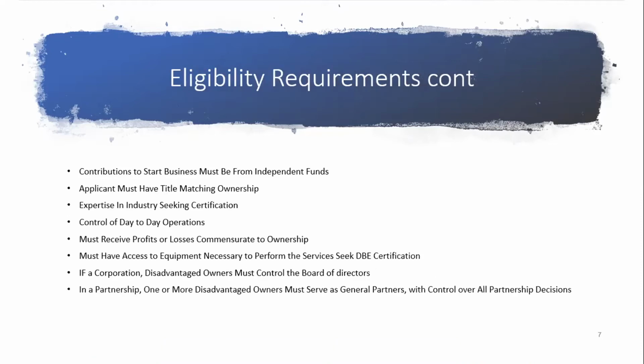Other eligibility requirements: contributions to start the business must be from independent funds. The applicant must have title matching ownership, must have expertise in the industry seeking certification, control of the day-to-day operations, must receive profits or losses commensurate to ownership, and must have access to equipment necessary to perform the services seeking DBE certification. If a corporation, disadvantaged owners must control the board of directors. In a partnership, one or more disadvantaged owners must serve as general partners with control over all partnership decisions.